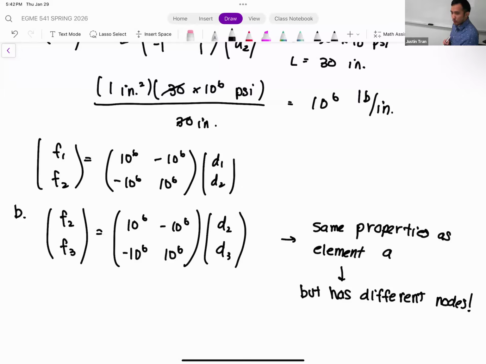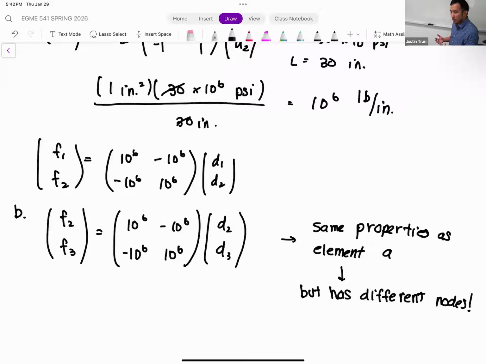And so even if you have elements that have identical properties, I still want you to write out the element stiffness matrix for every single element because they're all going to have different nodes. Okay. Because what tends to happen sometimes is that if you skip work, you see you have four elements, they all have the same properties.